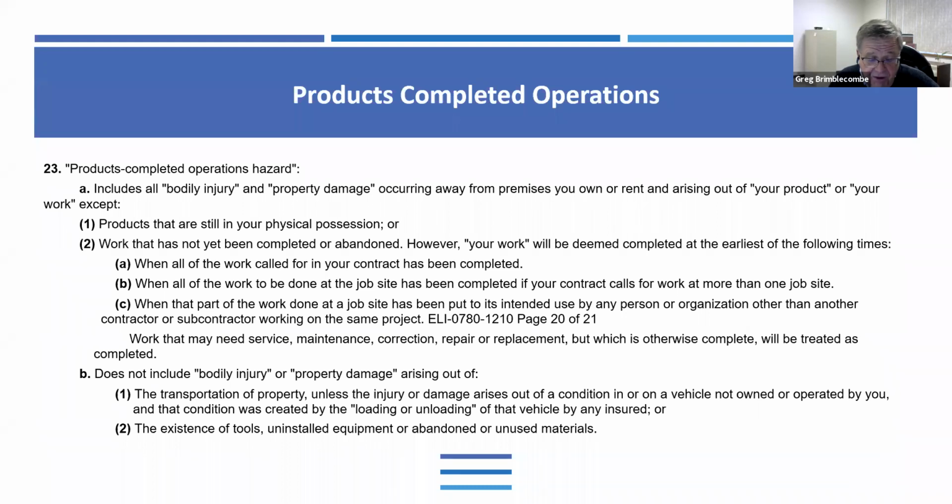There are more exclusions and parts to the products and completed operations section. We won't bore you with this because we think that this section does apply. So is there another exclusion besides the property damage exclusion that applies? Because in this case, it looks like it won't apply.